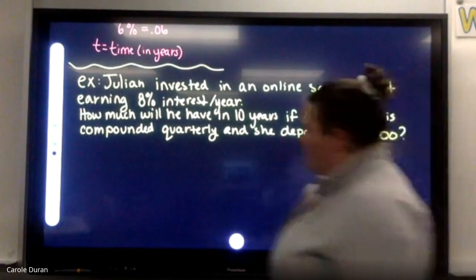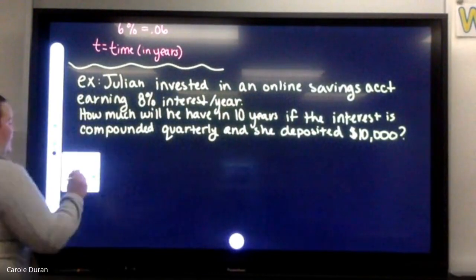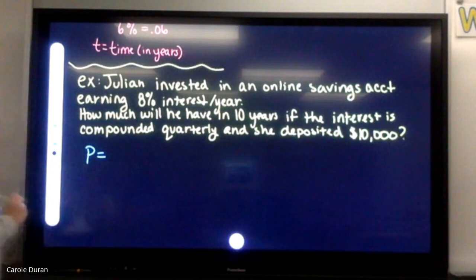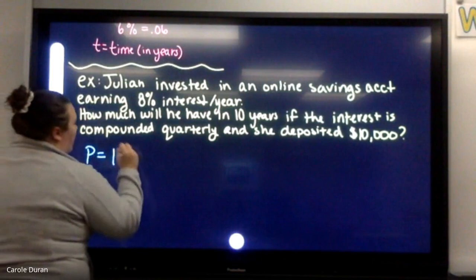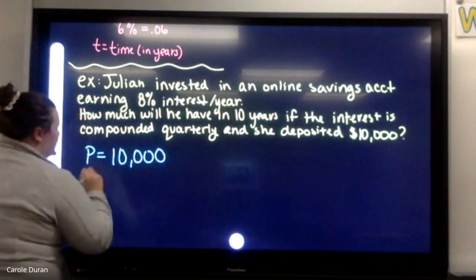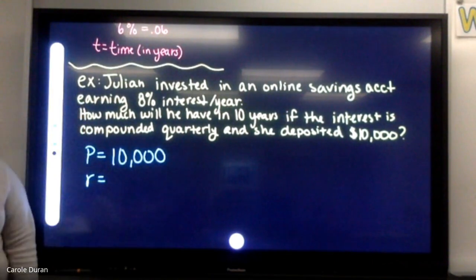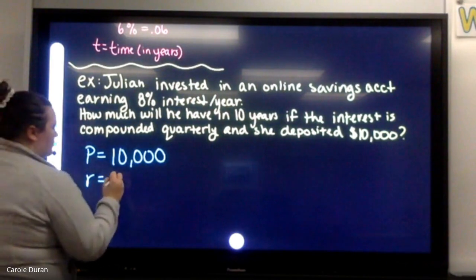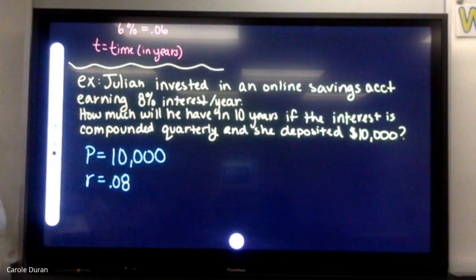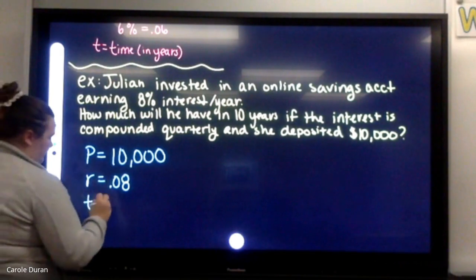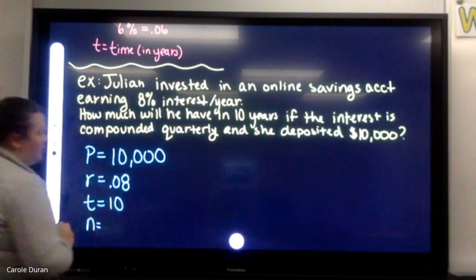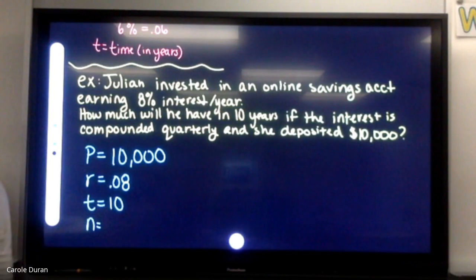Compounded. Okay, so now we go ahead and pull out the information. How much money is he or she depositing in the account? 10 grand. 10,000. So that is my principal amount. What is my interest rate? It's 8%, which we write as 0.08. How long is this money sitting in the account? 10 years, so that's our t. And then last one, how many times per year am I taking interest? 4 times, because it says quarterly.